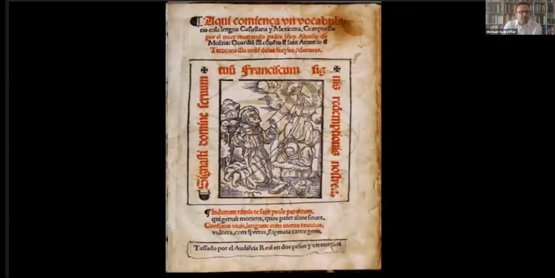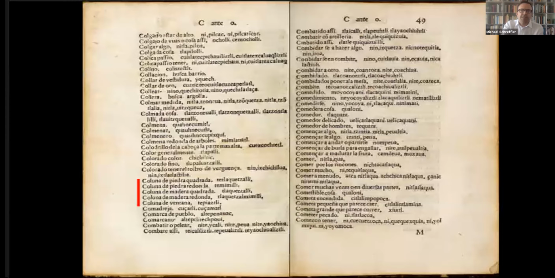An example of this is the theme that brought me to this, his lexicon of architectural terms. Here, for example, are the terms used to describe several kinds of columns. So he has columns of stone and wood, and ones that are round and ones that are square.